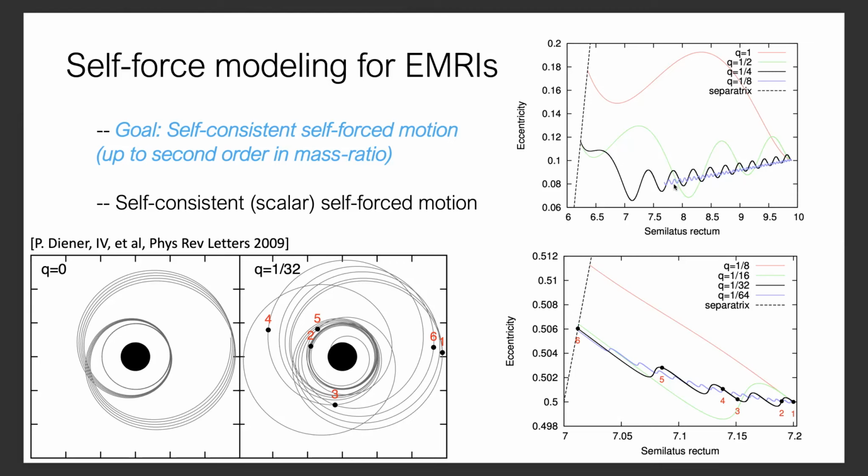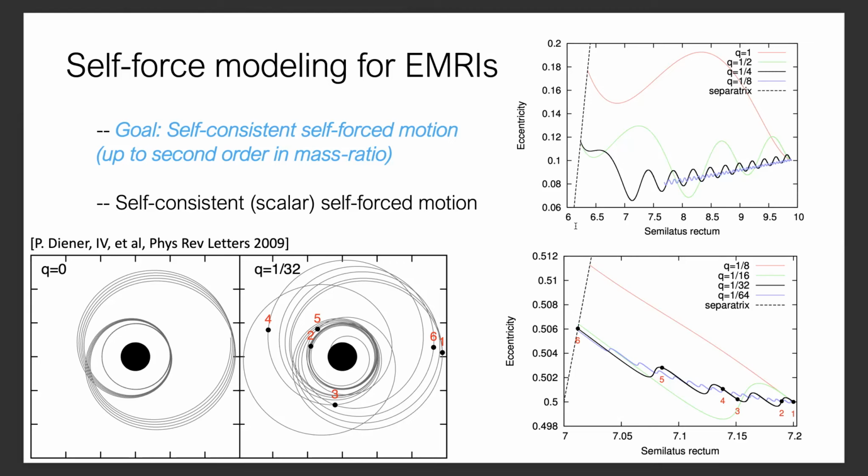The orbit becomes more and more circular because of the emission of scalar radiation. While it's doing that, it's also decreasing its semilatus rectum. In other words, its orbit is becoming tighter and tighter. So it's shrinking essentially as it approaches the black hole. Eventually, this will cross the so-called separatrix.